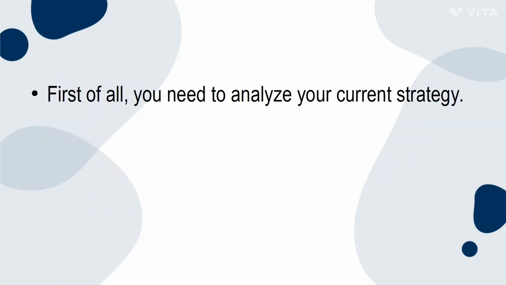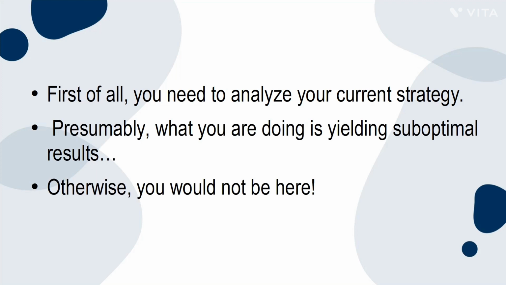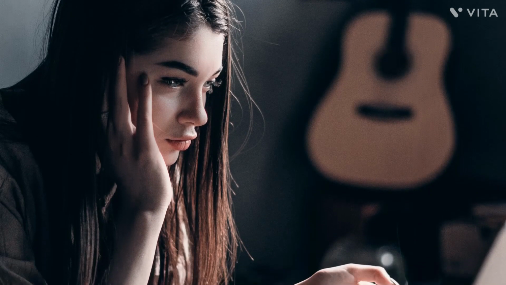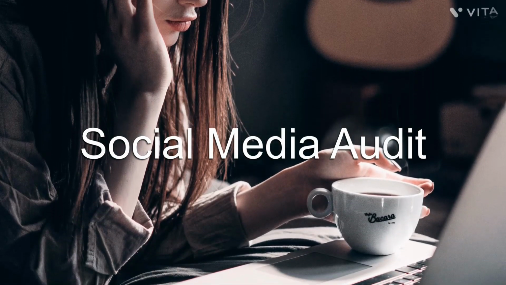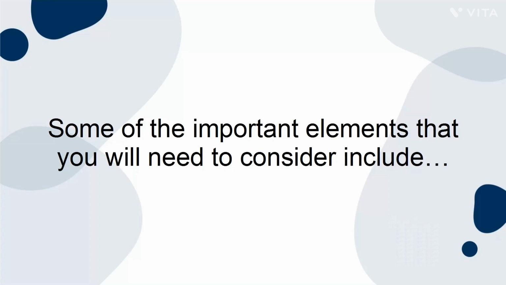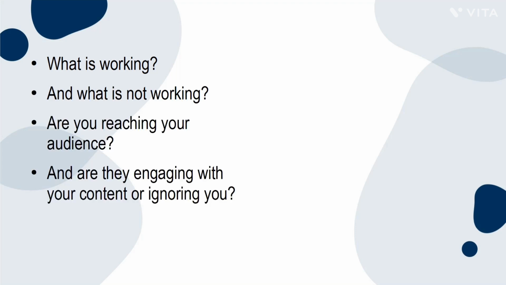First of all, you need to analyze your current strategy. Presumably, what you're doing is yielding suboptimal results. Otherwise, you would not be here. So to begin with, take a good hard look at your current strategy and results. This is known as conducting a social media audit. Some of the important elements that you'll need to consider include what is working and what is not working. Are you reaching your audience? And are they engaging with your content or ignoring you?